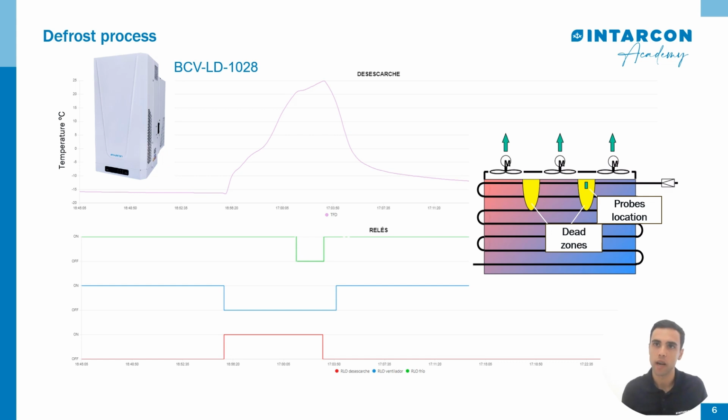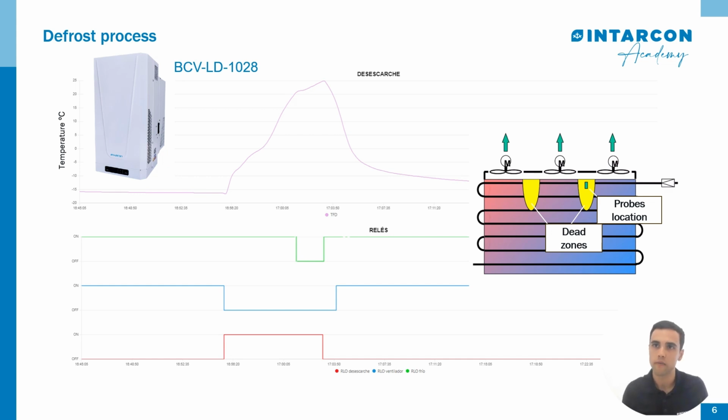A real case of hot gas defrost in the BCV LD 1028 unit, which uses the XW60LH regulation. In this unit, defrost is terminated at a temperature of 20 degrees. When the defrost relay is activated, the fan is switched off and defrost stops when the probe reaches the set point temperature. At this point, the compressor stops, and after a while the defrost solenoid closes. The system then resumes operation in cooling mode.